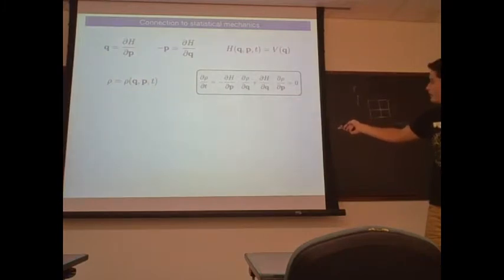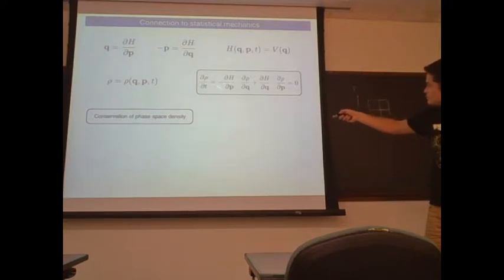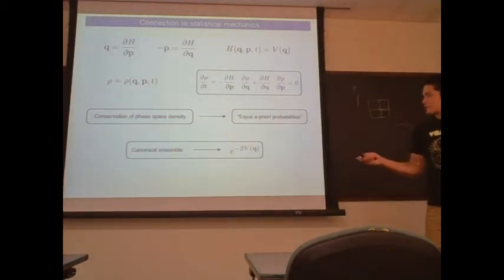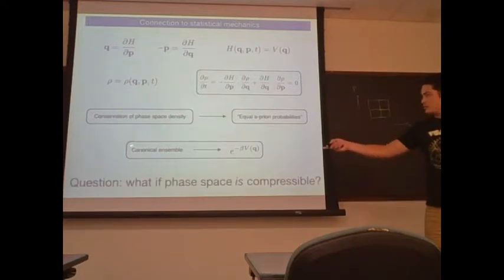The key point is that the fact that this is equal to zero means that our phase space density is conserved, which means our phase space is not compressible. This is basically equivalent to what we say in statistical mechanics, that all these states in phase space have equal a priori probabilities. And then you can think of more general things. What if we keep our system at constant temperature, the canonical ensemble, as opposed to keeping total energy fixed? Then you get a distribution that is Boltzmann distributed.